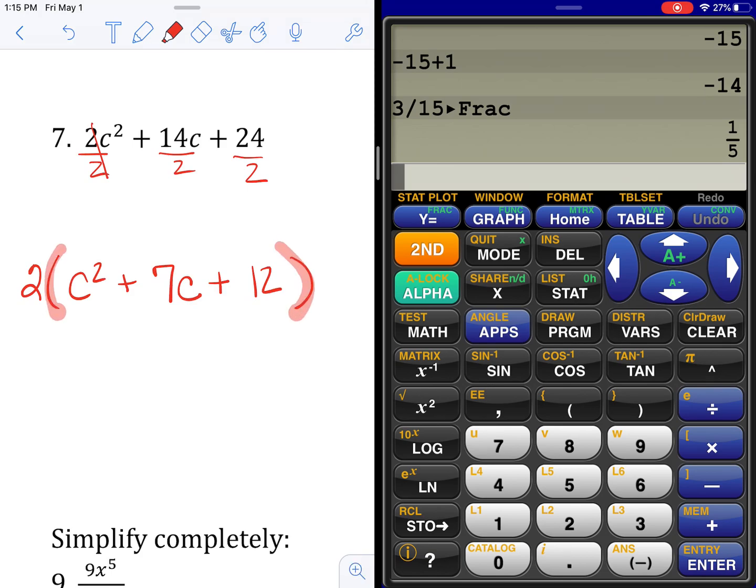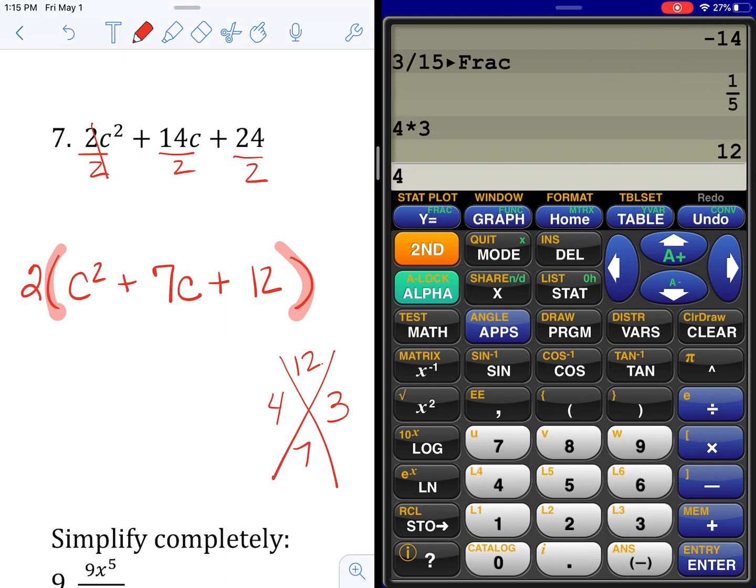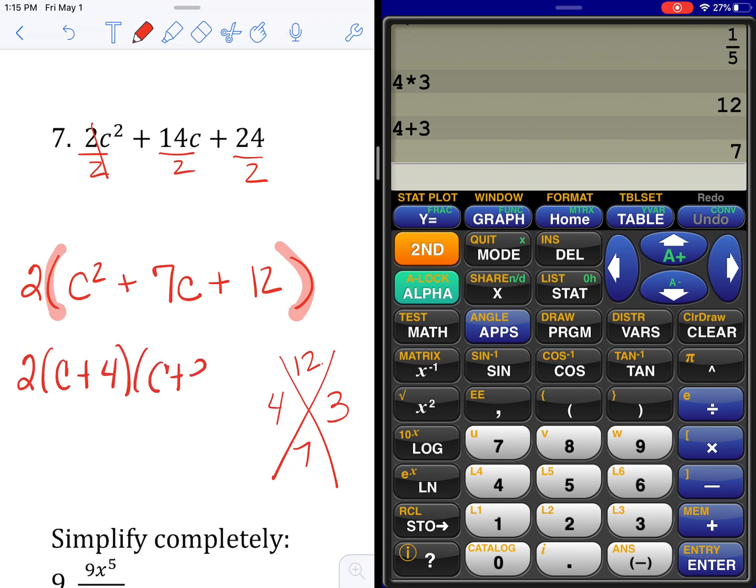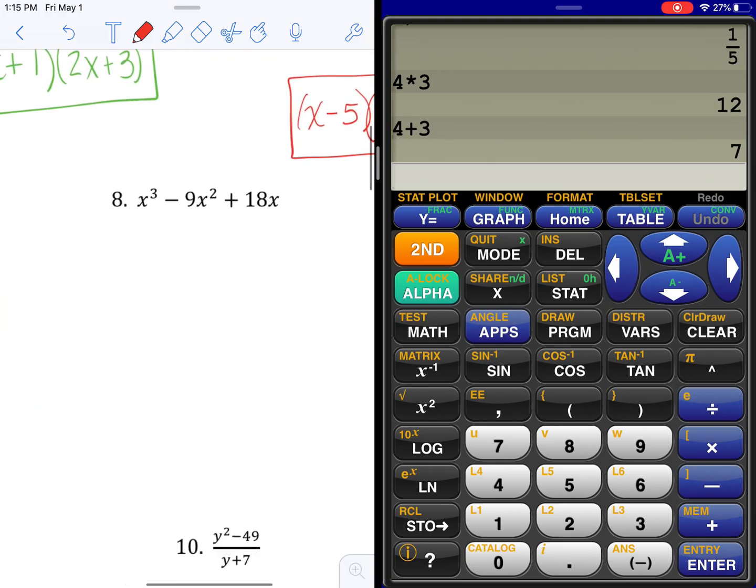If you look at just what's inside the parentheses, there are 3 terms. And there's not a number in front of the c squared if you're only looking at what's inside the parentheses, so it's the easier kind, factors of 12 that add up to 7, and that would be 4 and 3, because 4 times 3 is 12, and 4 plus 3 is 7. So 2 on the outside, c plus 4 times c plus 3, and that is your final answer.